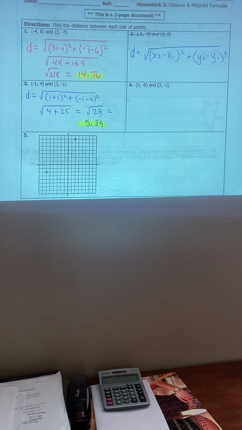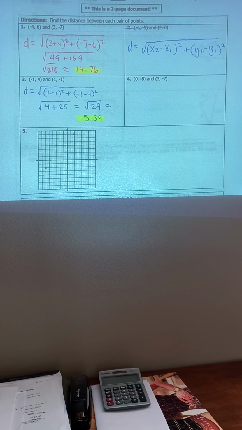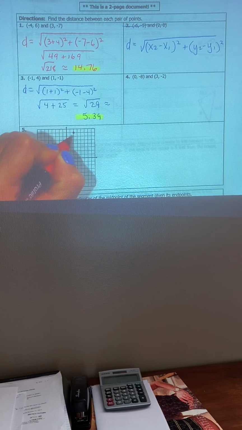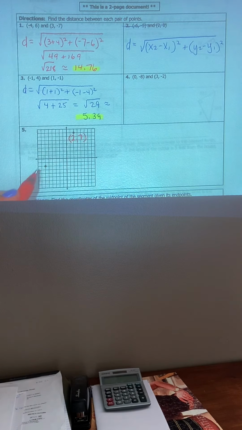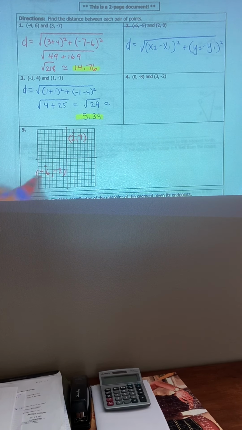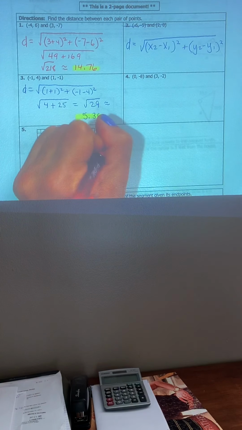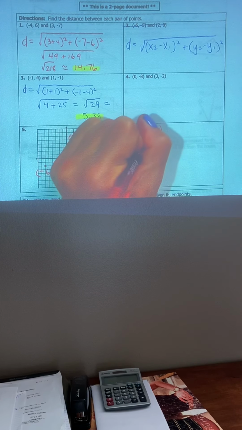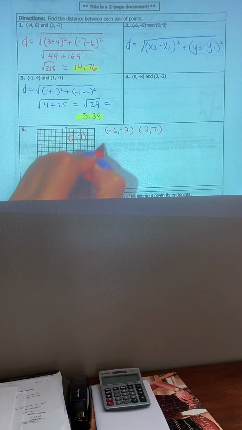All right, let's do the one here. Okay, what are my two ordered pairs? My two ordered pairs here are 2, 7, and 1, 2, 3, 4, 5, 6, -6, -2. Now, it doesn't matter which ordered pair is first, but I always go to the one on the left, so we got -6, -2, and 2, 7. And that's how I would do my distance formula.